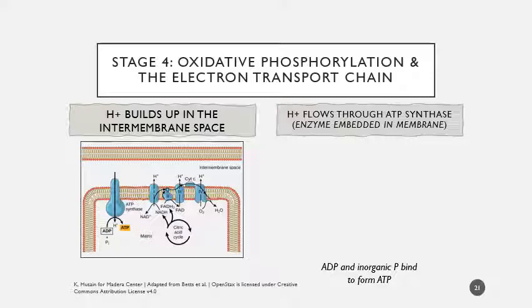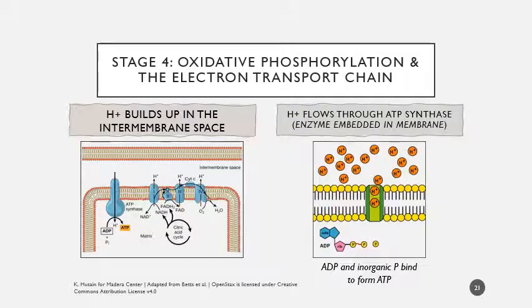So those hydrogens, those protons, then flow through ATP synthase, which is that enzyme embedded in the membrane, and that's going to power this production of a high energy bond between ADP and inorganic phosphate. So that's what we see here in this image. We have ATP synthase. The protons are flowing through. That flowing through allows this enzyme to create a high energy bond between ADP and inorganic phosphate, and then we get ATP.